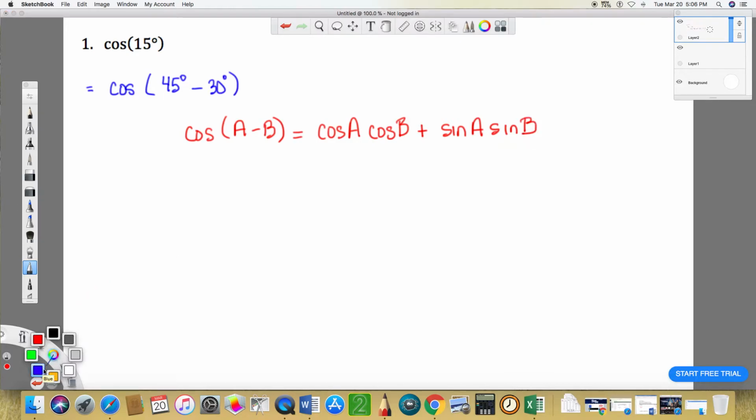Now notice we didn't just pick any two numbers whose difference is 15. We picked two values from the unit circle. So if we replace A with 45 degrees and B with 30 degrees, what we have is the cosine of 45 degrees times the cosine of 30 degrees, and this subtraction changes to addition in the formula, which you'll have as a reference sheet on any tests or quizzes.